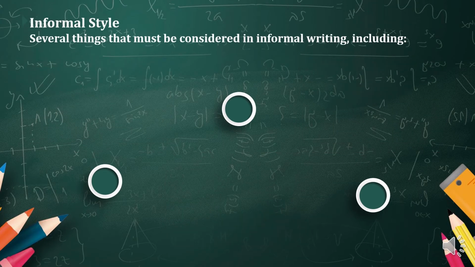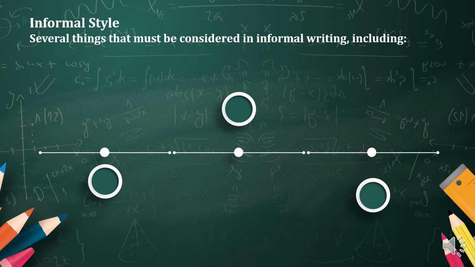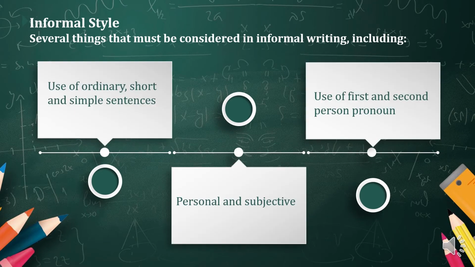While in informal style, there are also several things that must be considered in informal writing, including: the first is the use of ordinary, short and simple sentences, the second is being personal and subjective, and the last is the use of first and second person pronouns.